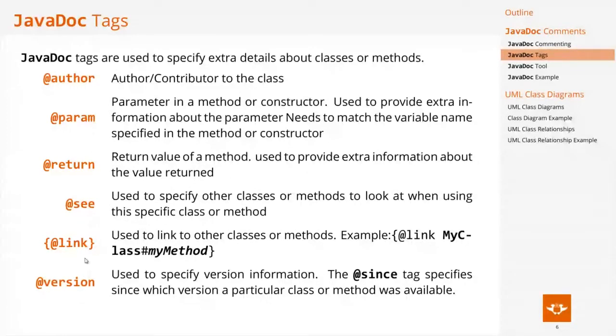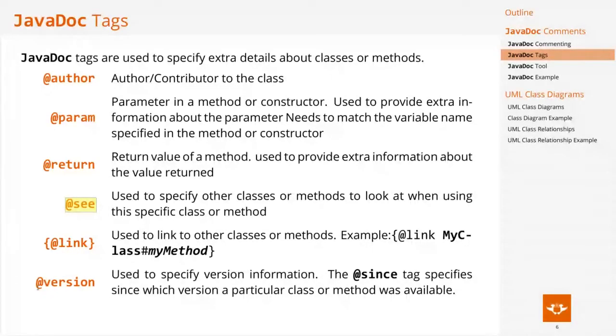The next few are to assist with working with related classes. So @see is to say that, okay, you're calling this method, you might want to look at these other methods that are available. So @see says go and look at these other things. Then we also have @link, which puts a clickable link in the web page where you can go to see other classes or other methods.